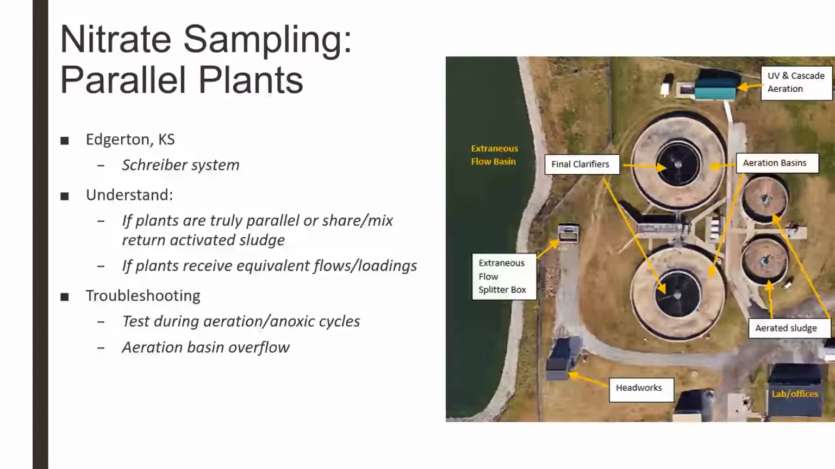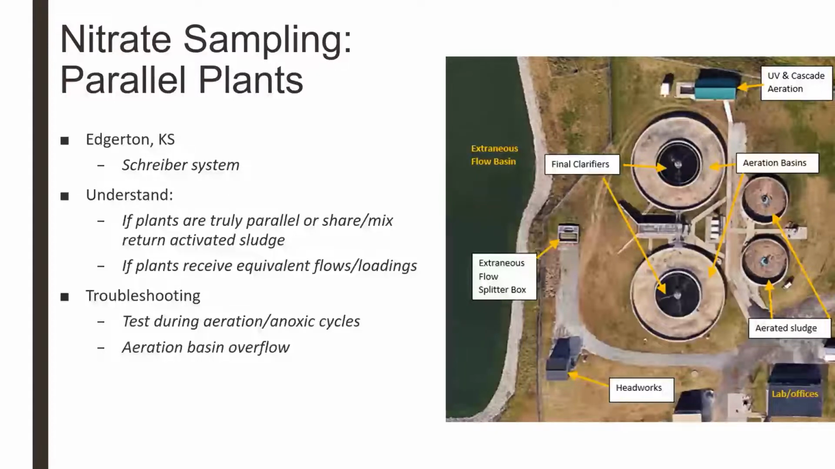Other ones have separate return activated sludge lines, in which case they are more an independent plant where they operate separately from another. Operational changes can also add additional flow or loadings to one of the plants or the other plant. So you need to understand how that's going.